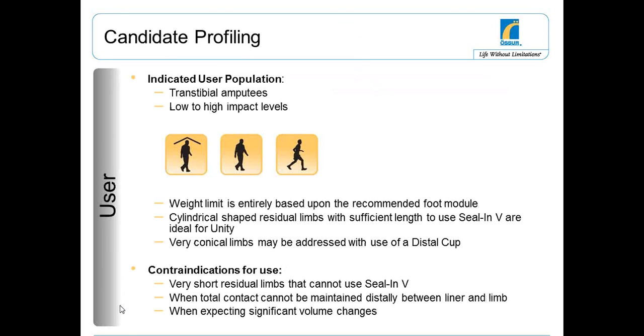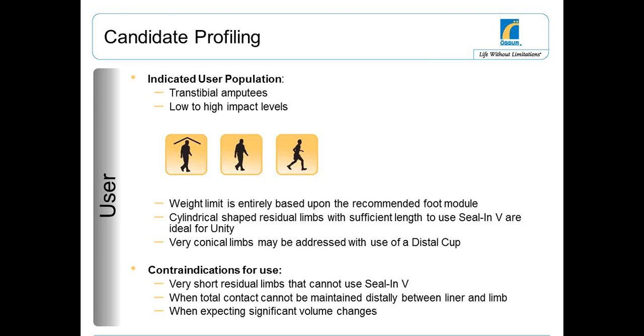In terms of folks that would be able to use this system, we're looking at candidates that are transtibial amputees, anywhere from low to high impact level, that's fine. We've got foot systems that can meet any of these mobility and activity needs. The weight limit itself is going to be entirely based upon the recommended foot module that you're using in category. So choosing a Unity system, you're going to choose the FlexFoot you want and the category of that foot just as you would normally.